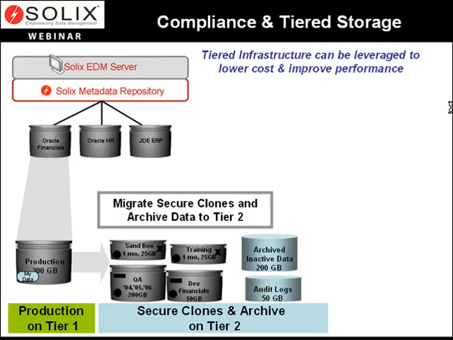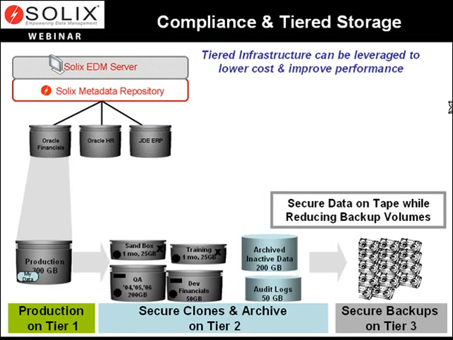You can significantly lower your total cost by having the bulk of the data that doesn't have to be on Tier 1 on Tier 2, which can introduce a lot of savings. And then by reducing the amount of data in your production and in your clones, you're also going to see some reduction in your tape volumes. So the secure data that was in production is masked in all your copies. It can be protected in that secure environment.